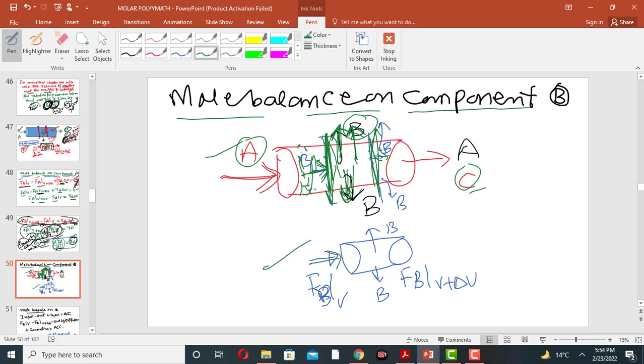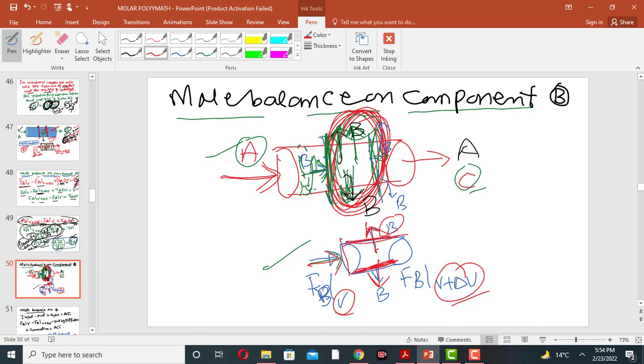You take this small cross-sectional area of the reactor. Here B is entering at position V, B leaving at V plus delta V, but B also diffuses out through the semi-permeable membrane. This is the semi-permeable membrane which only allows component B.